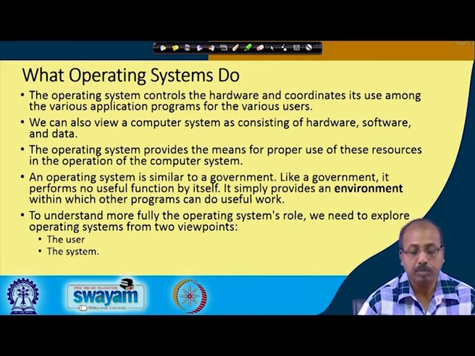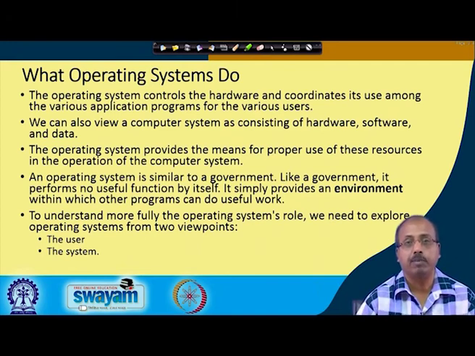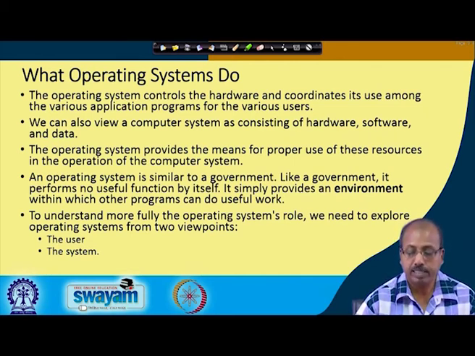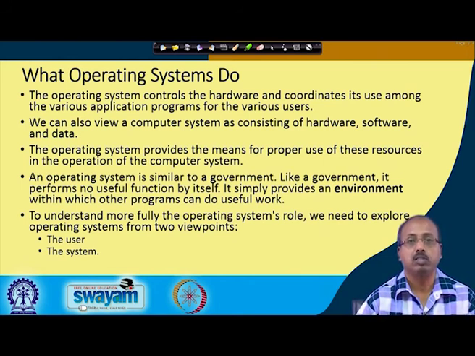You can think about a computer system as hardware, software and data. This is possible, because I have a piece of hardware which can do some manipulation on the data. We have some software which controls the hardware and does the coordination, and there are some data elements on which this control and coordination works. So, we can think about a computer system as consisting of hardware, software and data. It provides the means for proper use of the resources in the operation of the computer system. We will see how this resource management is done.